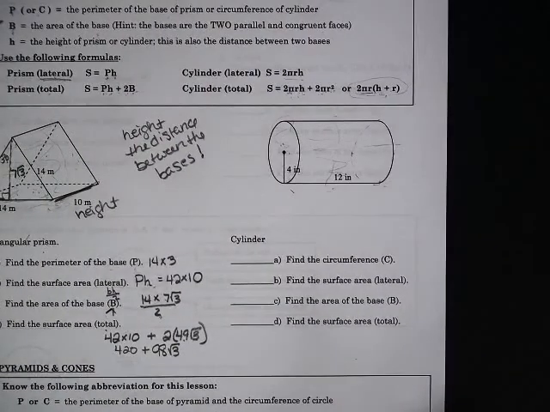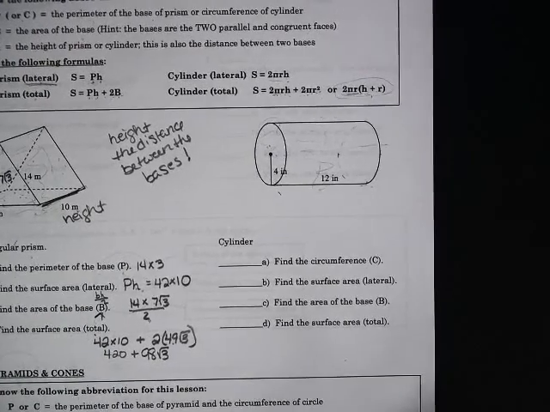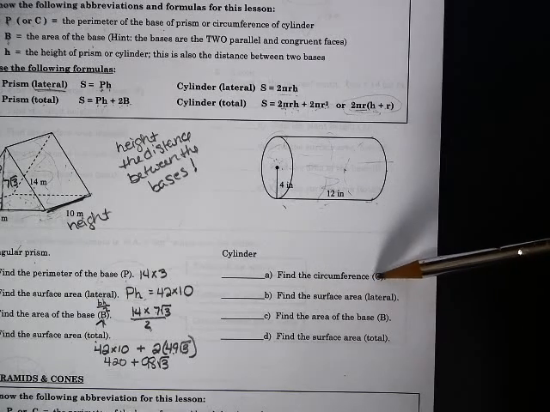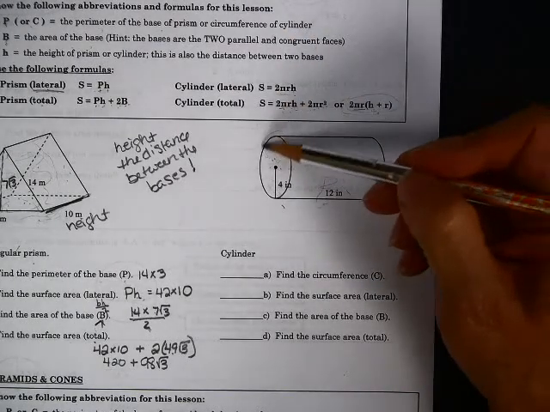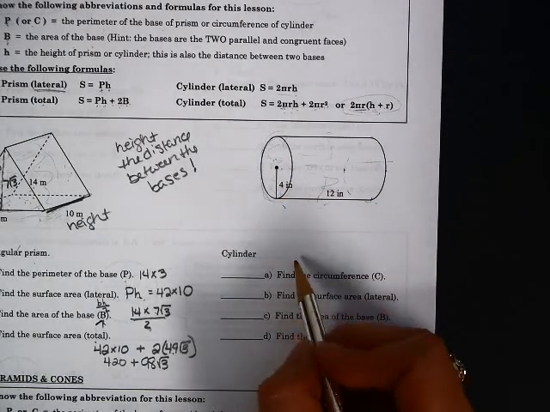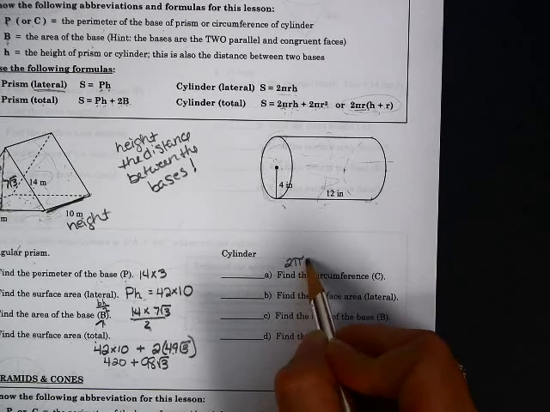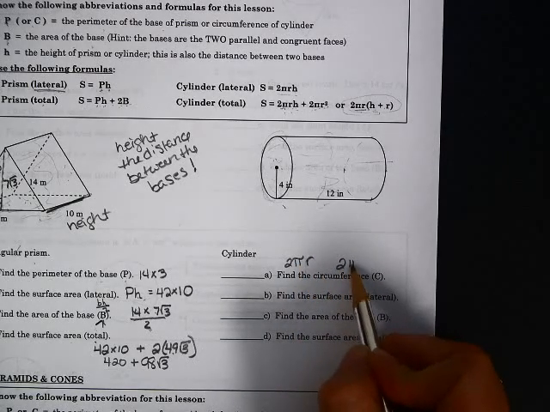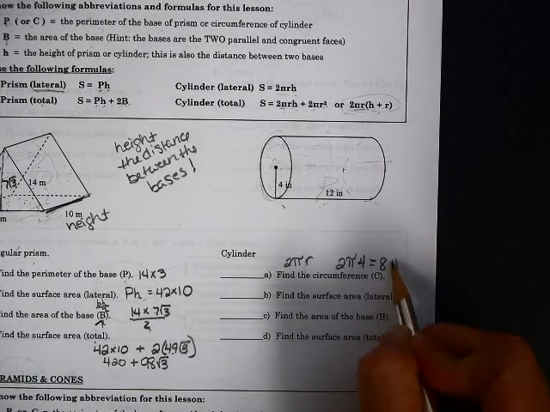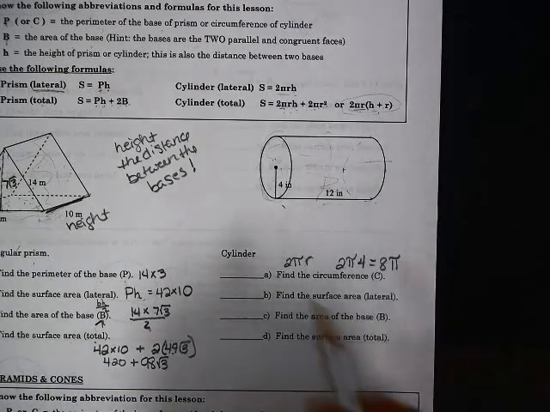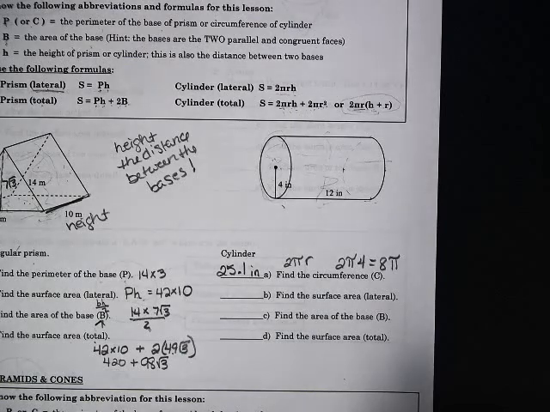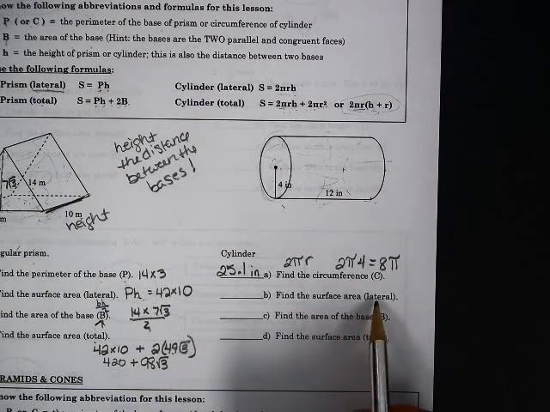All right, now then, let's take a look at a cylinder. All right, our cylinder, we are going to start off with finding the circumference, the capital C. Okay, well, our circumference of the circle would be 2 pi r, and so that would be 2 pi 4, or 8 pi, or if you multiply that out, 25.1 inches.